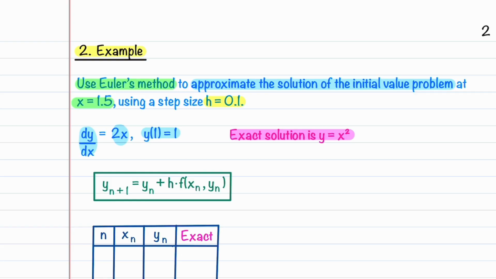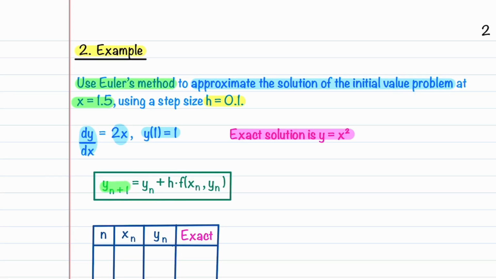The formula that we're going to use is y sub n plus 1 is equal to y sub n plus our step size h times f of x n, y n. The first thing that you want to do when you're solving one of these problems is rewrite this formula in terms of the equation that we've been given.